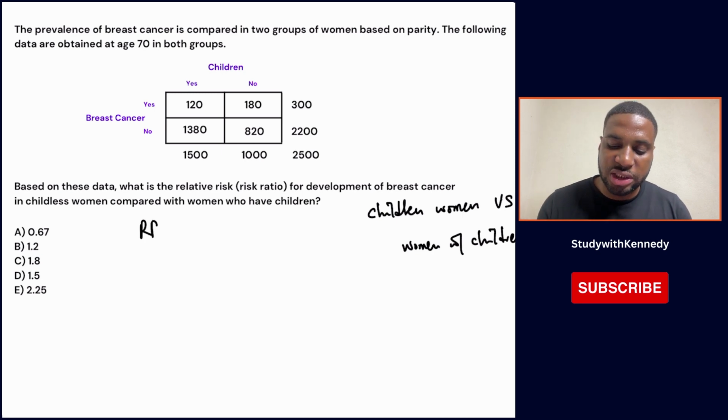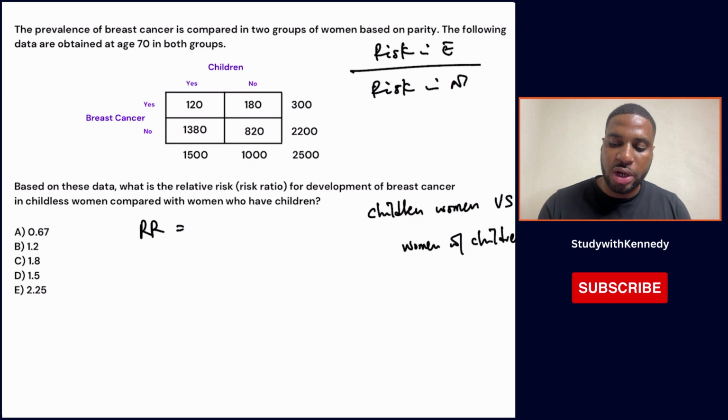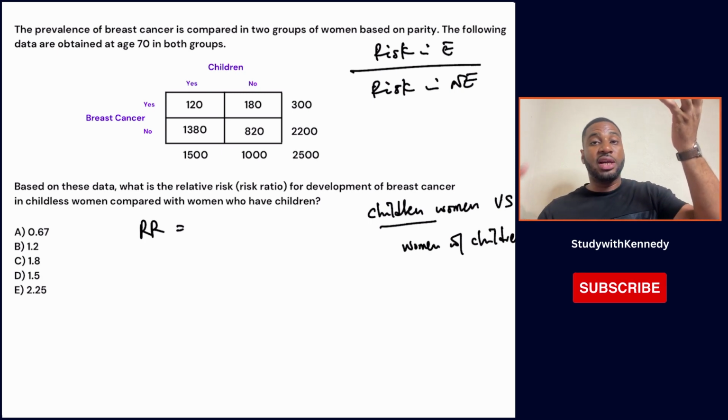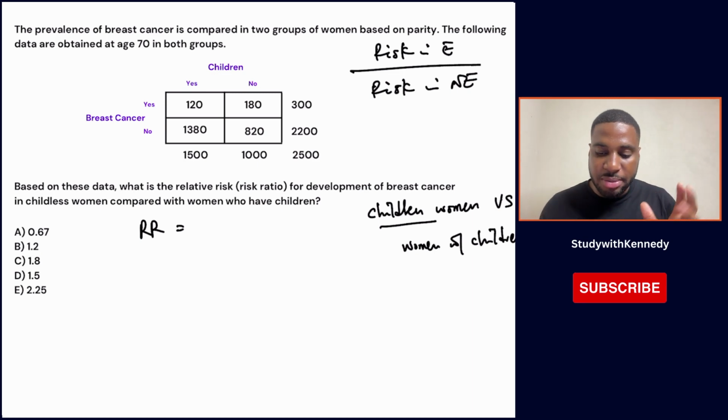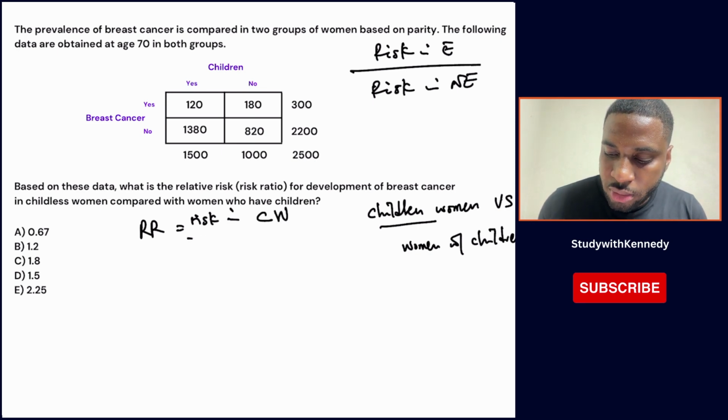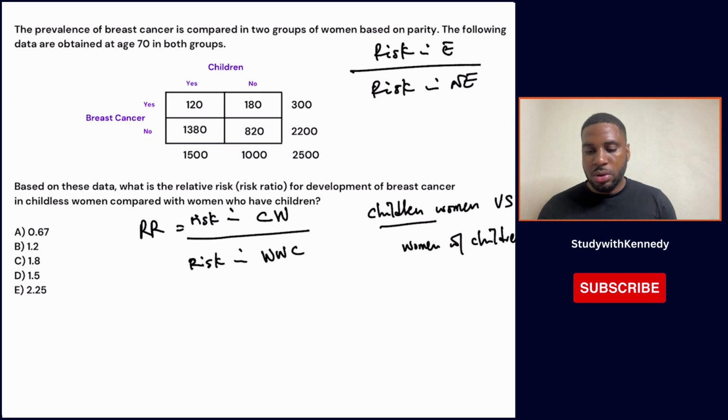So how would you calculate the relative risk? Risk in exposed over risk in non-exposed. In this case, the exposed group will be the childless women. The question said the relative risk in childless women compared with women with children. So the first one is going to be the numerator and the second one will be the denominator. You should always remember that dynamic. So the relative risk here is risk in childless women over the risk in women with children.